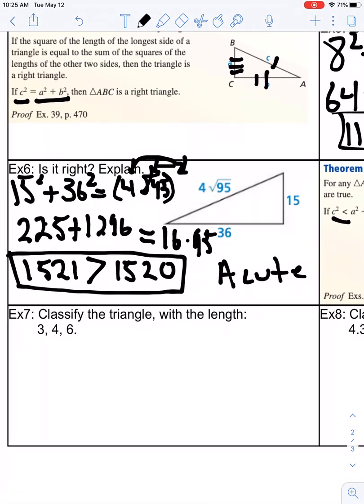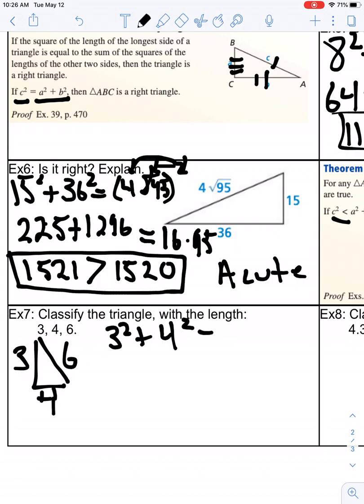Now, if you're a visual person, we can always go ahead and draw the triangle out like that right there. We can say this is not to scale, but we can say that's 3, that's 4, and that's 6. And we're going to do the same thing. We're going to say 3 squared plus 4 squared equals 6 squared. So again, this is not to scale, but let's see what the numbers tell us.